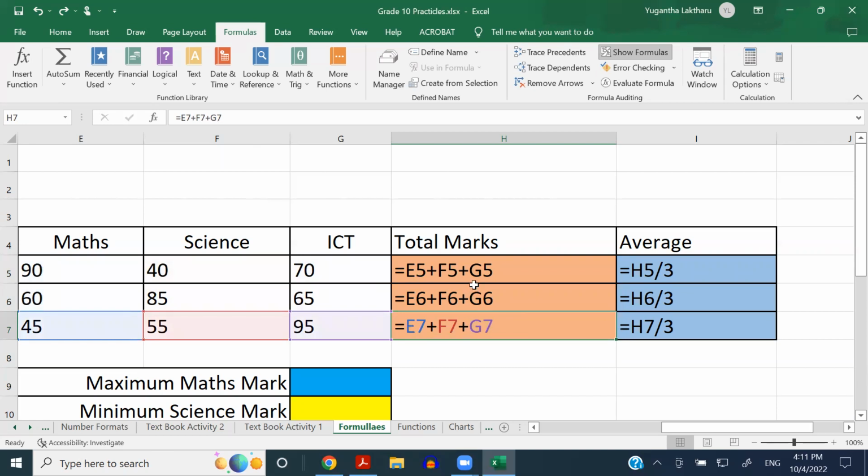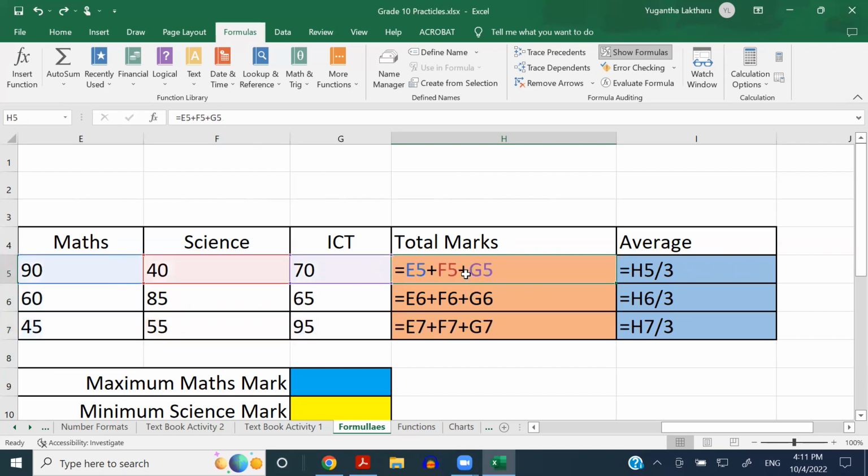So what has happened here? When I copy this to here, what is the component that changed in cell addresses? Is it the row header or the column header that changed? Yes, people? Is it the column header or the row header that changed when I'm doing the copying?